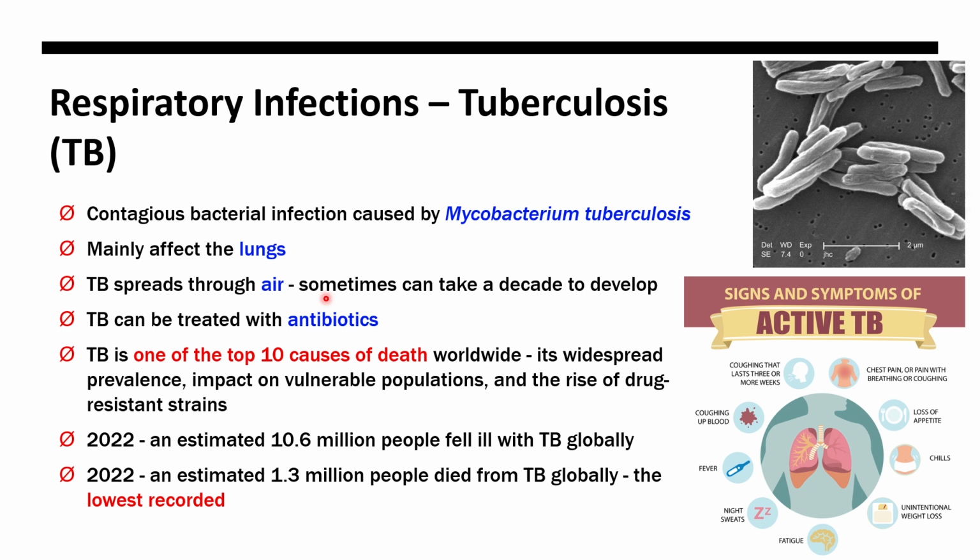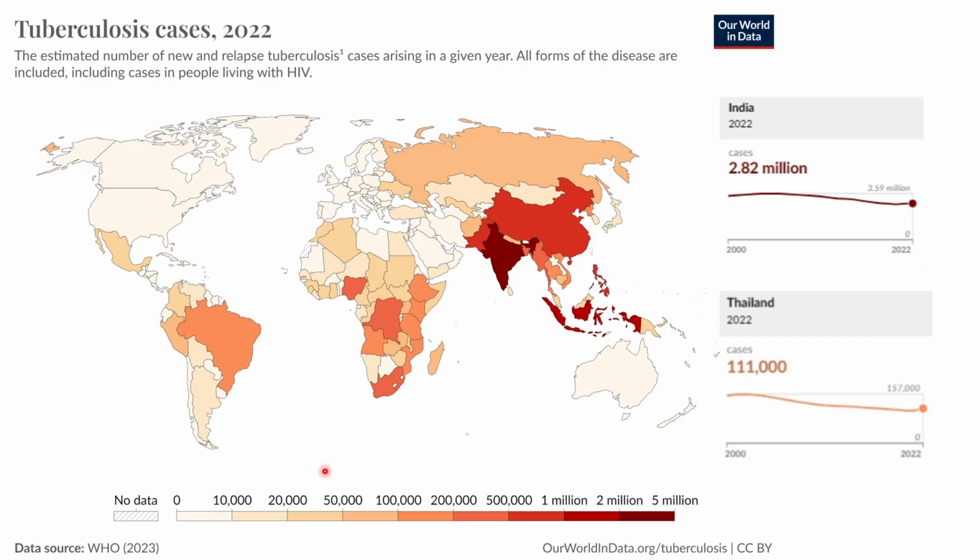And in 2022, an estimated 1.3 million people died of TB. And this is the lowest record. So you can see if the lowest record is 1.3 million, what it must have been before. So if you look at this map, you can see the tuberculosis cases in 2022. You can see the highest record is from India. And if you look at Thailand, it's around 111,000 cases of tuberculosis. These are cases.